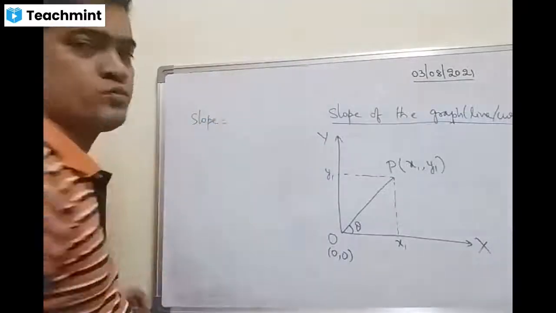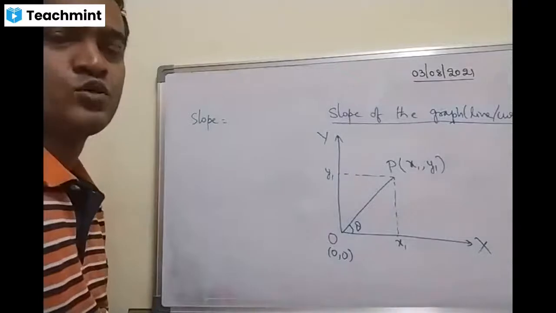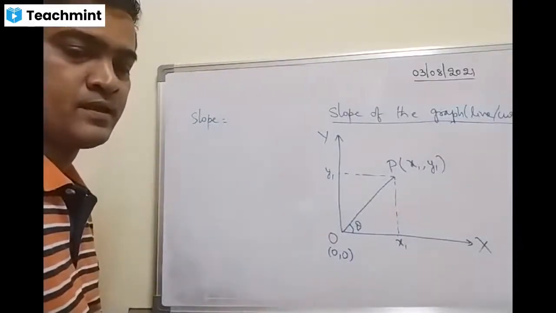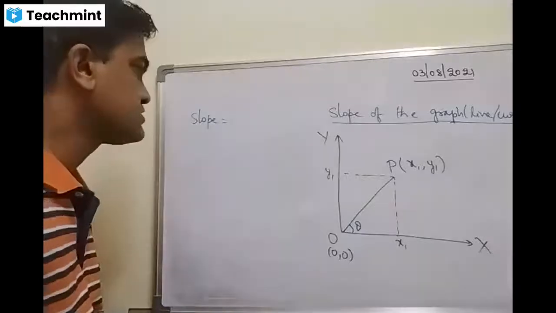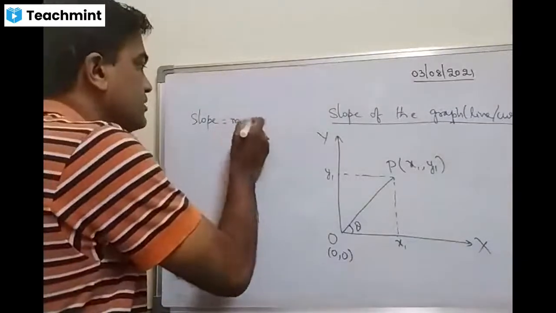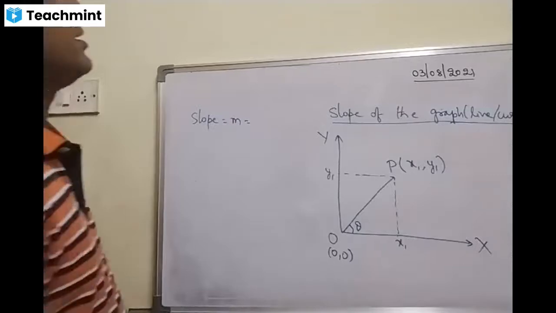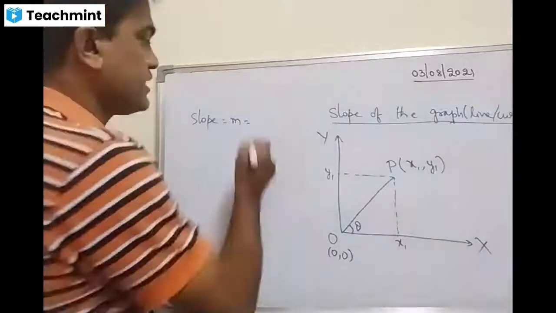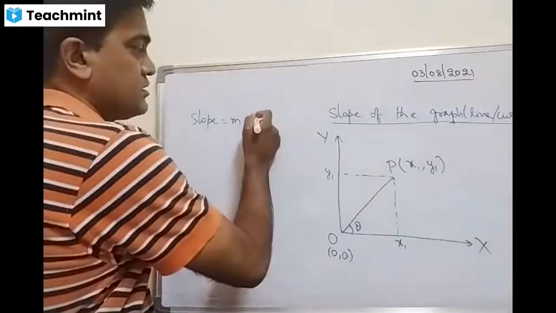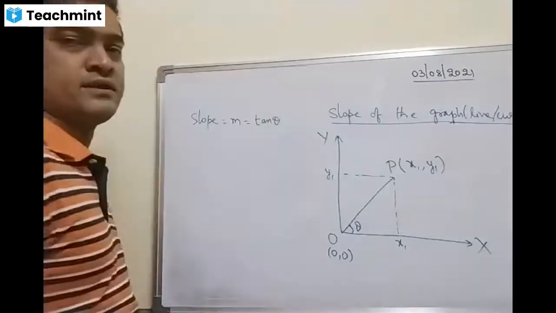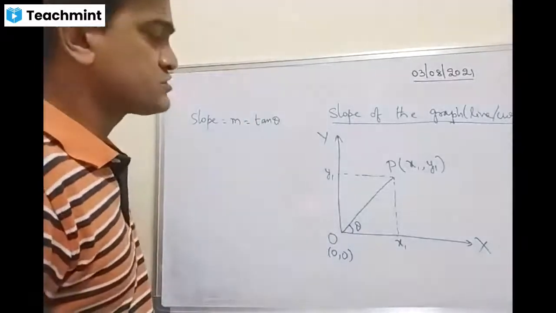Generally, we denote slope with the letter M. Slope is denoted by the letter M. Now, what is the formula that we have for M? The general formula: M is also equal to tan theta, right?